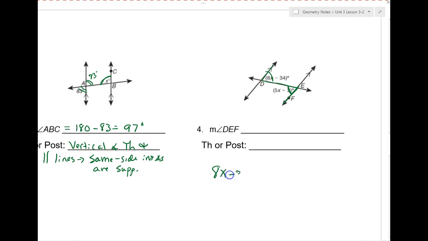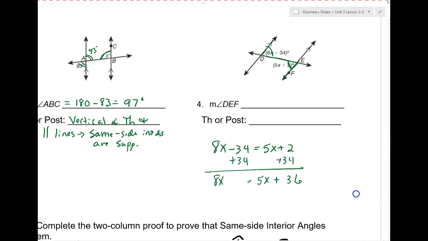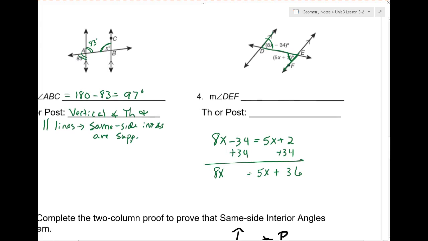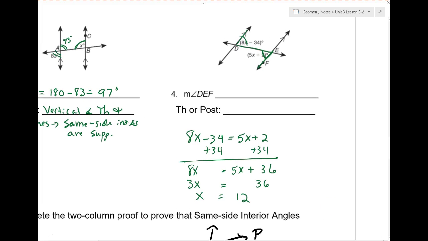So I know 8x minus 34 equals 5x plus 2. Let's do some math and solve. I get 8x is equal to 5x plus 36. Do I subtract 5x from both sides? Yeah, we're going to subtract 5x from both sides, so I get 3x is equal to 36. What's x equal to? 12. Are we done? No. No, guys, do we have to plug it back in? Yeah. I'm looking for the measure of angle DEF.